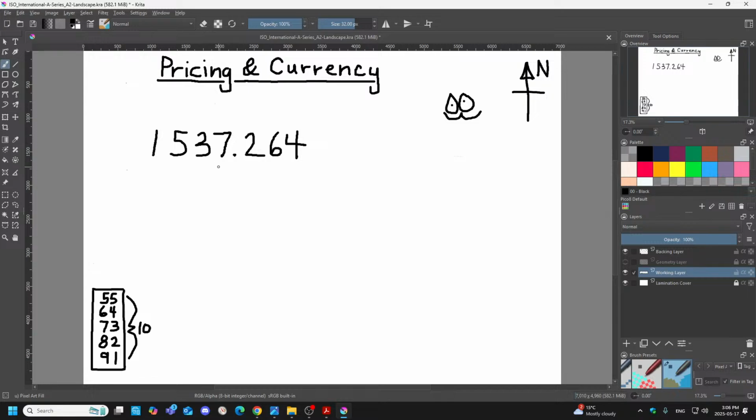So again: ones, tens, hundreds, thousands, tenths, hundredths, thousandths. The only place where we say ones is right here. Ones. It's the only spot we say ones. Tens, hundreds, thousands, tenths, hundredths, thousandths. Sounds like a snake.